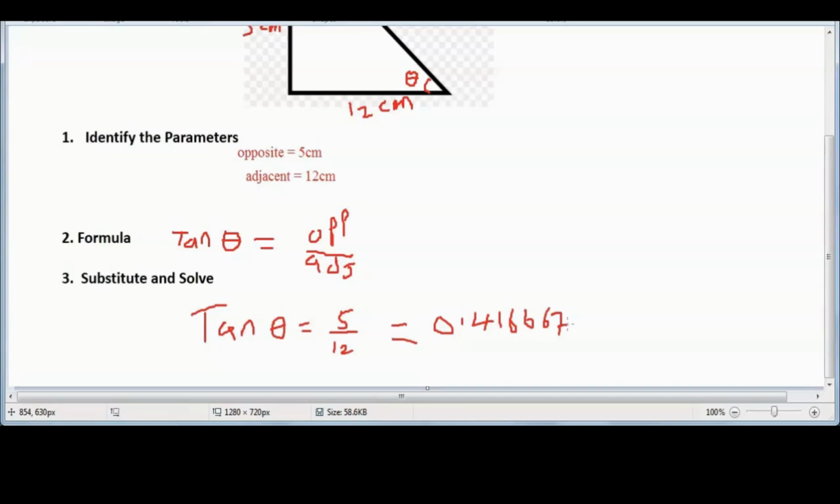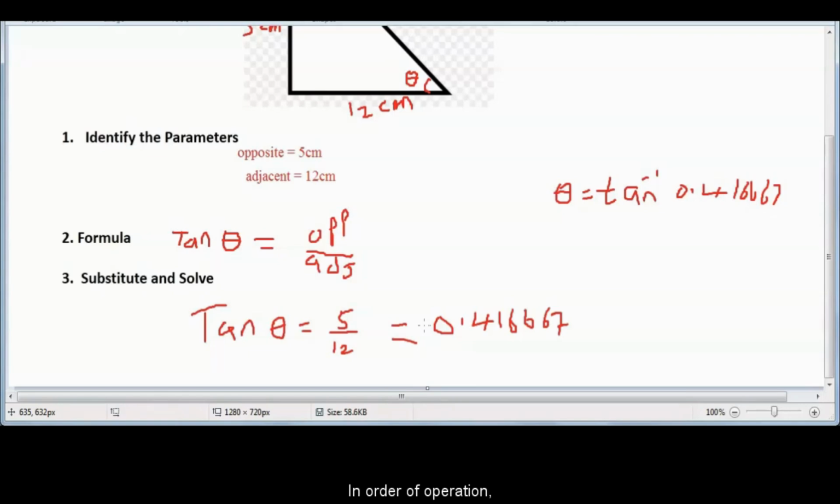In other words, we can say that theta is the tan inverse of 0.41667. That's it. The simplest and fastest way to get the inverse tan of this figure is to use a scientific calculator. Depending on the calculator, you press the second function first before pressing tan.